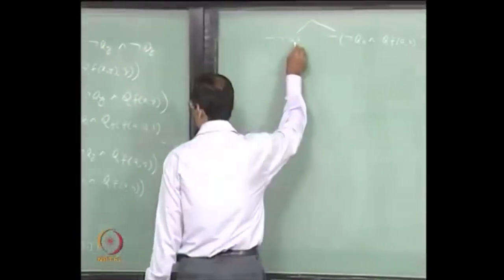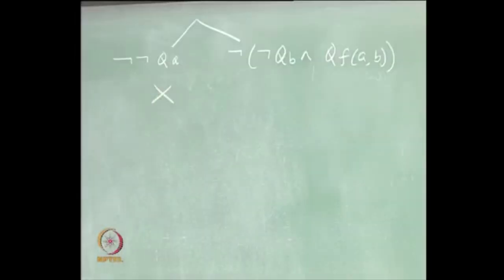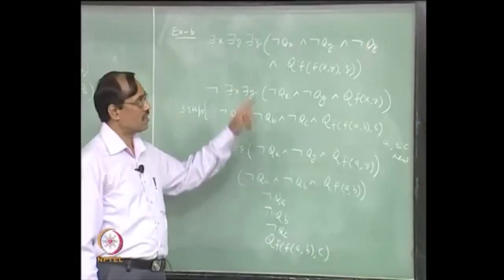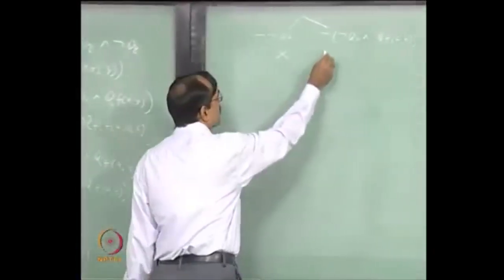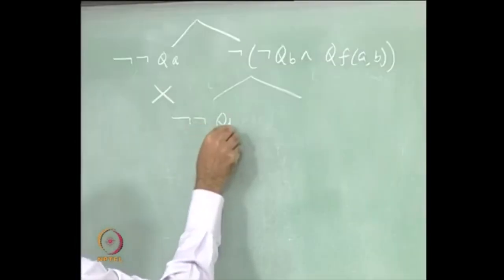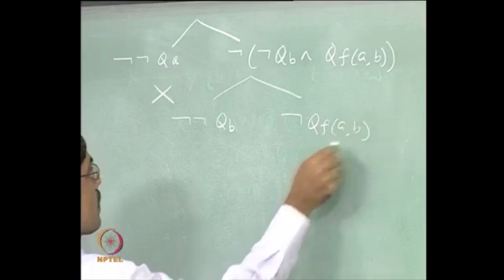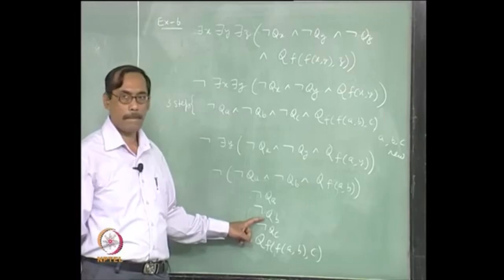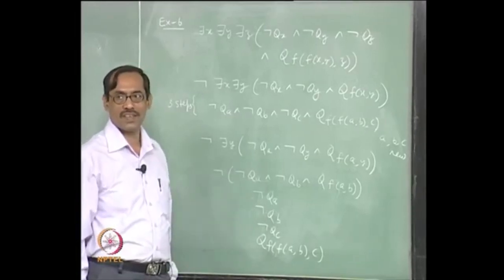Okay. So, this q a, I have not q a, so that closes. I do not have to write q a now. I have not q a in the path, not not q a, so they close. Now, similarly here we branch out again. So, that gives not not q b and not q f of a b. This also closes because we have not q b on the path, but there it stops, it is not closing.